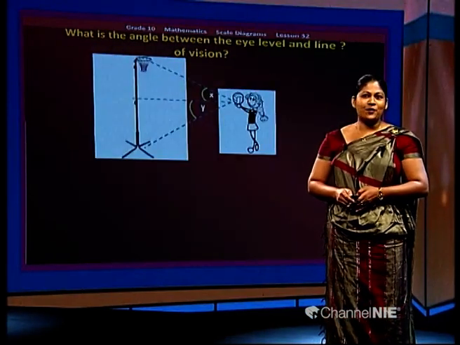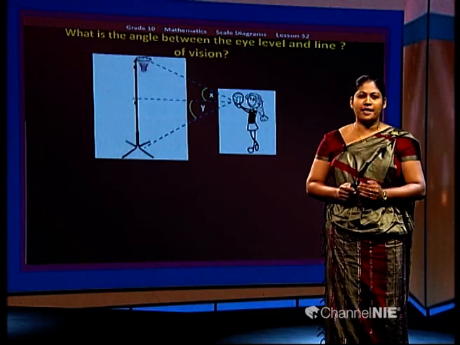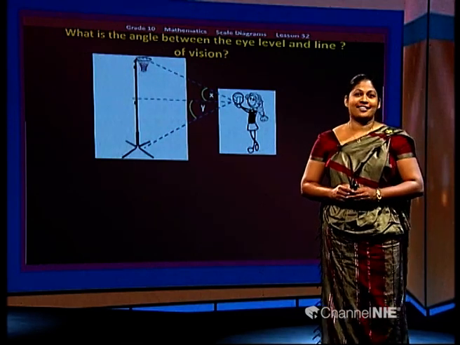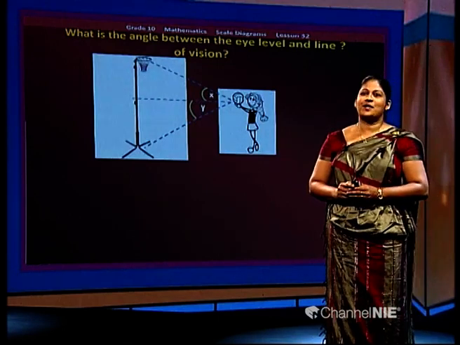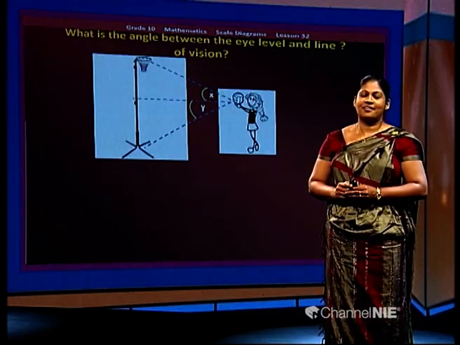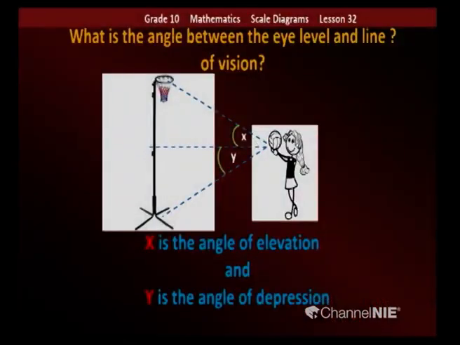Now move to this one. There are two angles in the vertical plane, x and y. Now you know what is x. What is that one? Very good. That is the angle of elevation. And y is below the eye level, angle of depression.